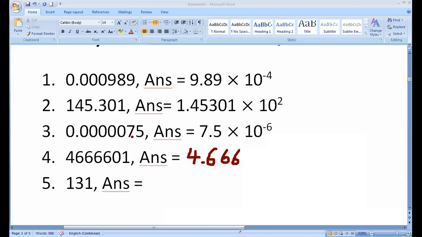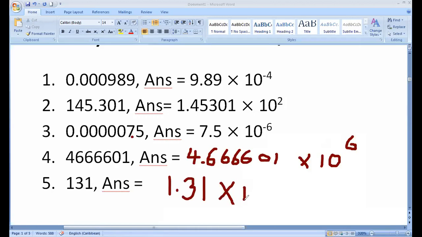Emily, are you there? Yes, sir. You want to try number 5? 5 is 1.31 times 10 to the 2, the second power. Correct, because the point is right here, right? Yes, that's correct. So it's 0, 1, 1, 2. Yeah, it's correct. All right. Any questions?